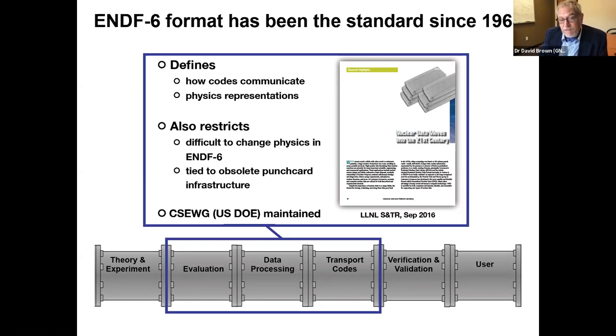Thing is, this ENDF-6 format is tied to this obsolete punch card infrastructure. That's what the picture on the right was supposed to show. But it also rigidly defines what physics can be represented by the format. And I should also mention it's been maintained by the Cross Section Evaluation Working Group, part of the US Department of Energy, since 1968. Next slide.